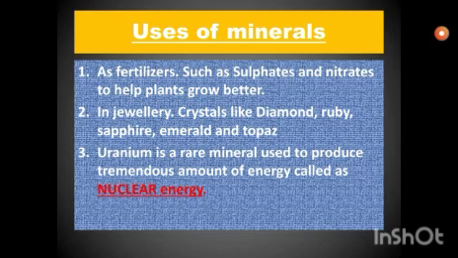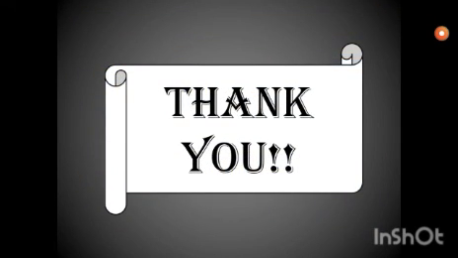Now we will see the uses of minerals. Minerals are used as fertilizers, such as sulfates and nitrates, to help plants grow better. In jewelry, crystals like diamond, ruby, sapphire and emerald are used. Uranium is a rare mineral which is used to produce a tremendous amount of energy, which is nuclear energy. So these were the uses of minerals. We saw the uses of rocks and the types of rocks. So this was all that we learned in this lesson.